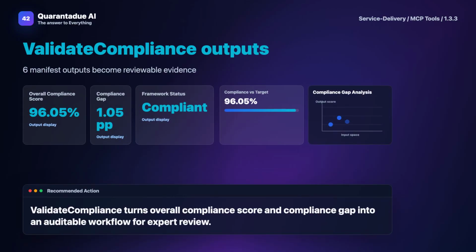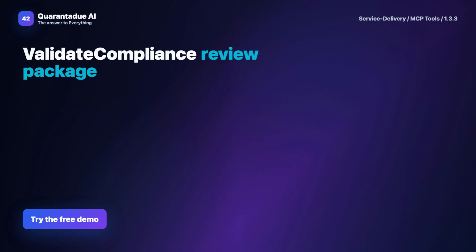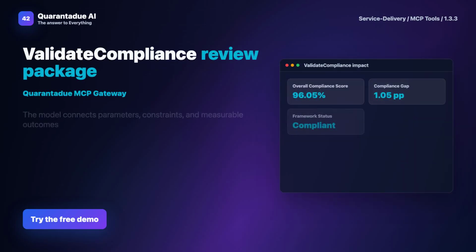Validate compliance returns structured outputs such as overall compliance score, compliance gap, framework status, compliance versus target, and compliance component analysis. These outputs are designed to support review, reporting, comparison, and follow-up actions.